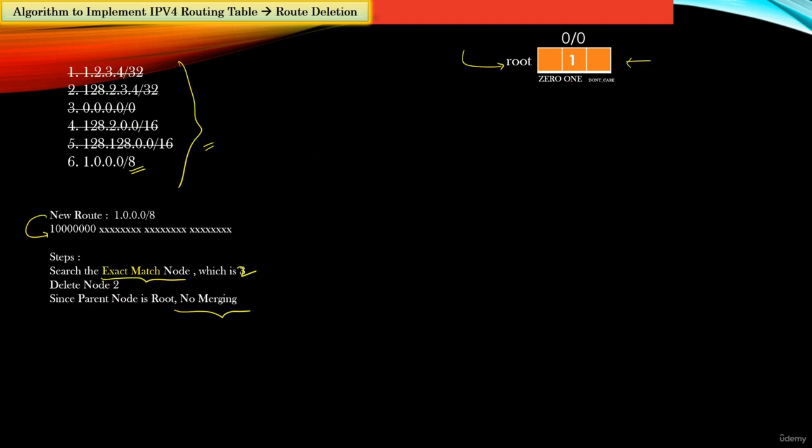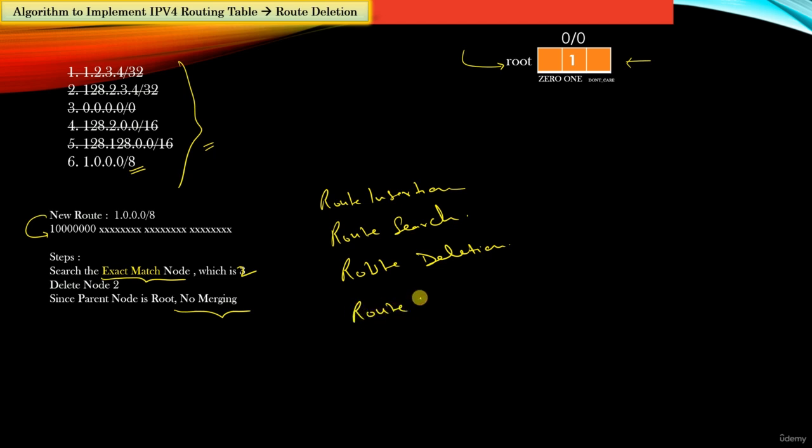So I would suggest that you can rewind the lecture video and repeat and exercise the route deletion algorithm again. So far we have completed the route insertion, the route search, and route deletion. And what is left is the final thing, which is route lookup, which is based on longest prefix match. So this is the next and the final algorithm that we are going to discuss.